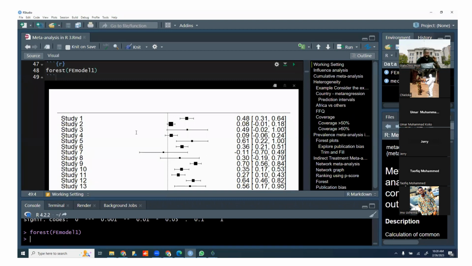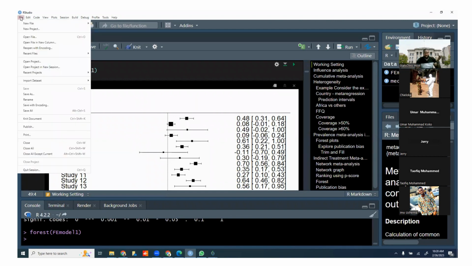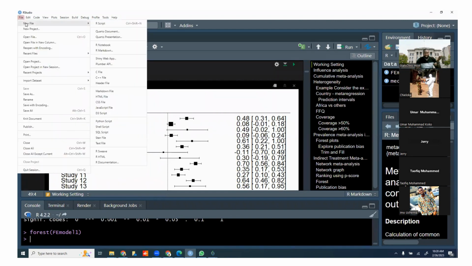Okay. So when you open your R, the first thing that you do is go to File, New File, right? And when you open New File, there's a number of different kinds of R files that you will see.